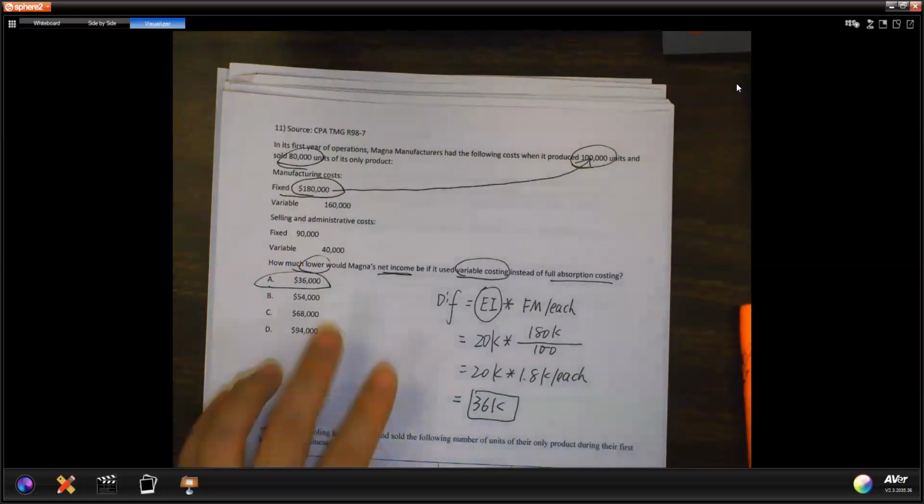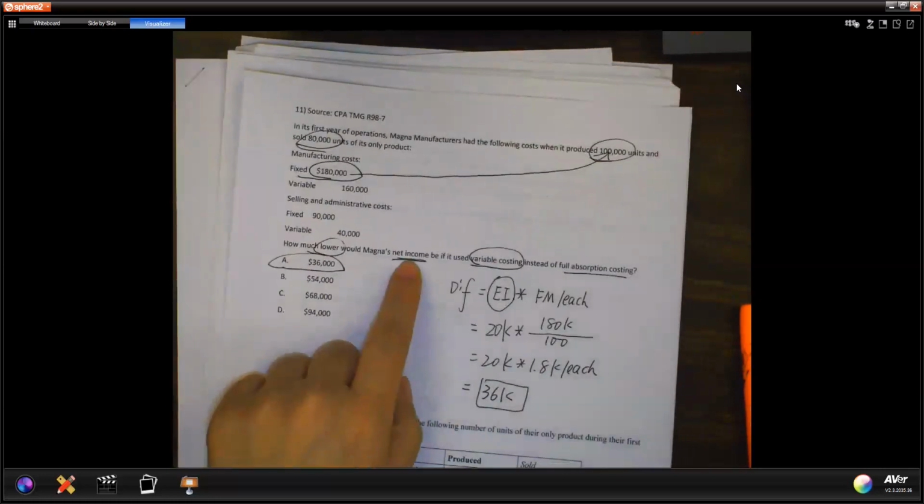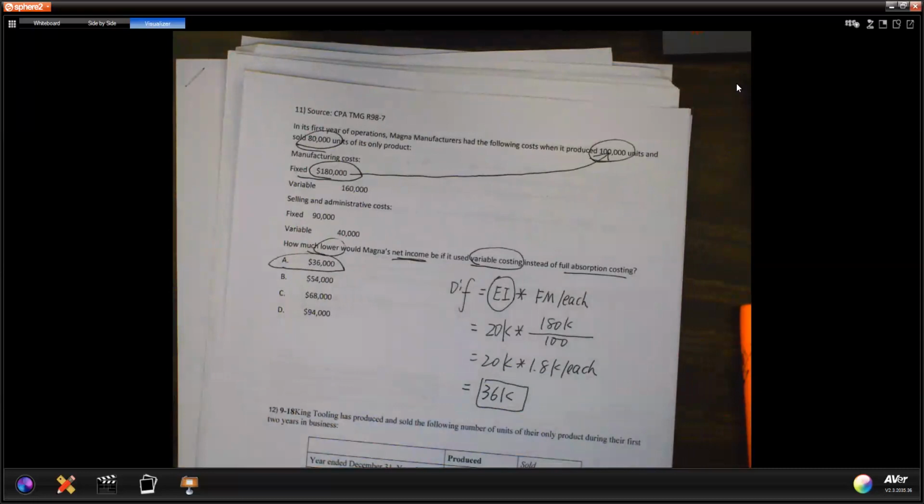So you can say on the CPA question, they can ask you about your inventory in your balance sheet, or they can ask you about your income in your income statement. So make sure you know both statements, right? You know both of the statements.